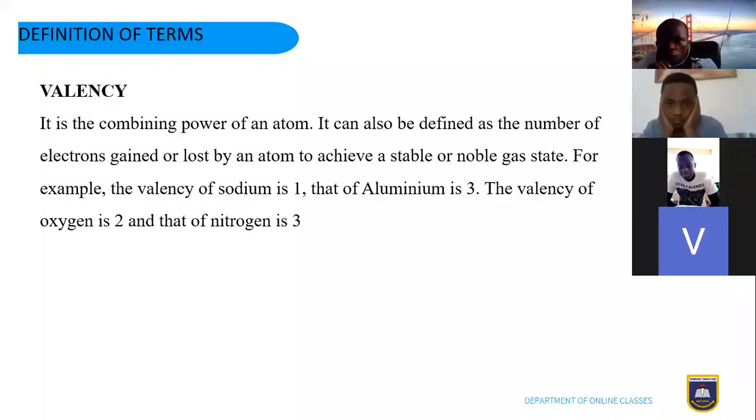The valency for sodium is 1. It is 1 because sodium is the 11th element, configuration 2, 8, 1. So sodium has 1 electron in the valence shell. Sodium will give out that one electron easily. So the valency is 1 because it's giving out 1 electron. And so the charge will be +1.